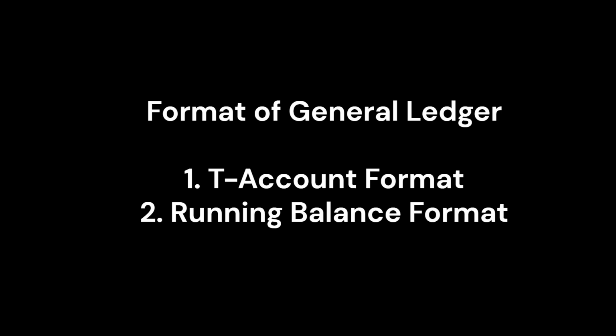Both formats organize transactions by account type, that is, cash, accounts payable, sales revenue, etc., rather than chronologically across all accounts, which is how a general journal is structured. This structure allows for the extraction of account balances to prepare a trial balance and subsequently the full set of financial statements.